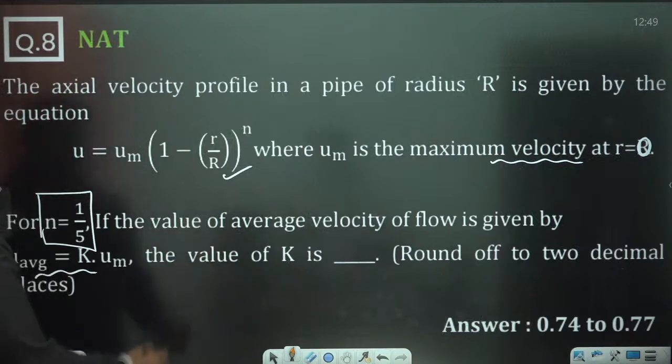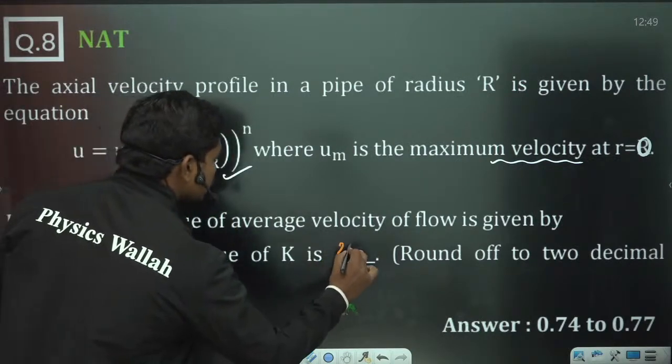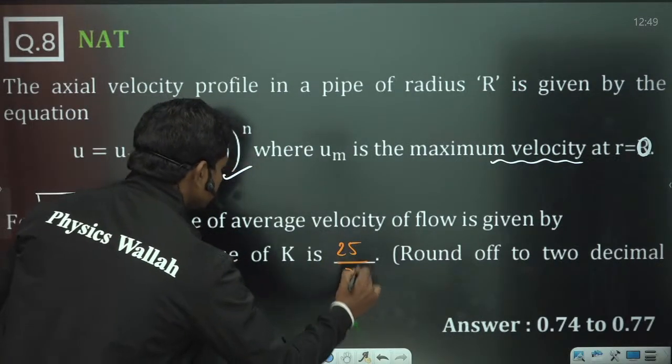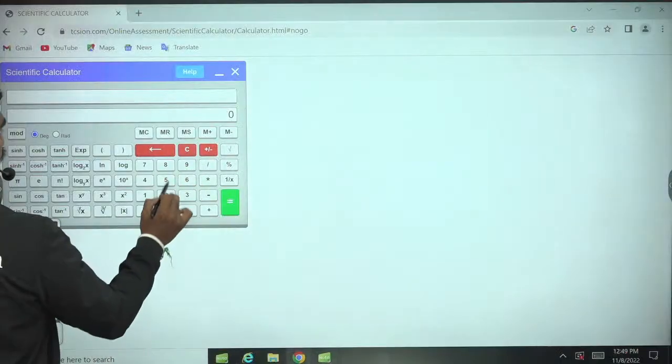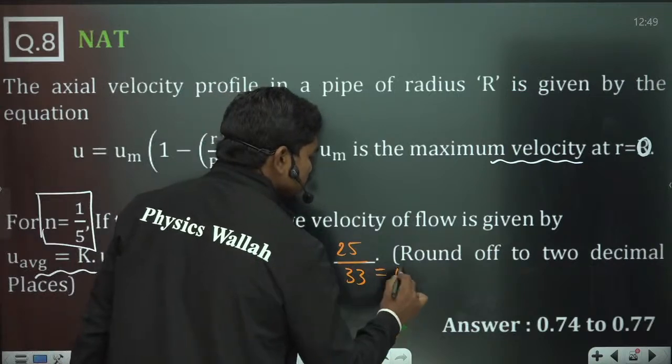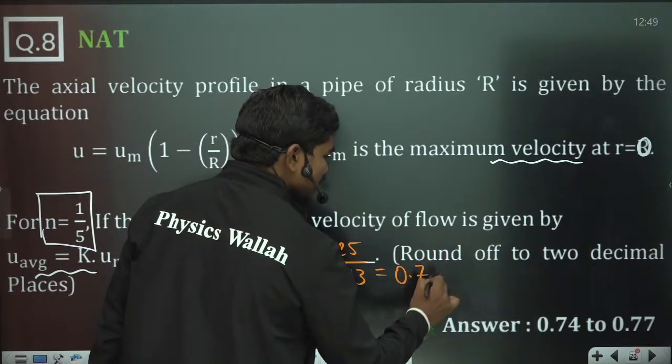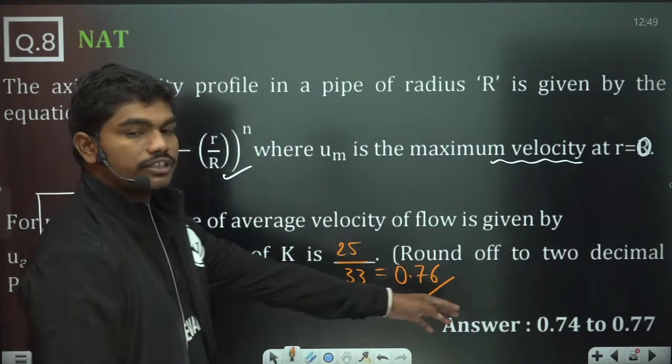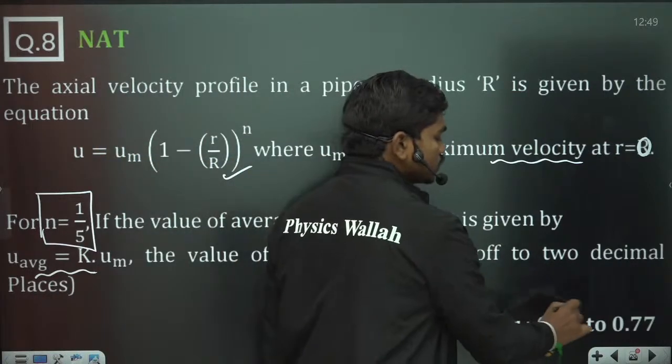Okay, but anyhow, for this question, this value is 25 by 33. Let us see what this value is. 25 by 33 is 0.757, round off to 2 decimal places, so 0.76. So 0.76 is in between 0.74 to 0.77.